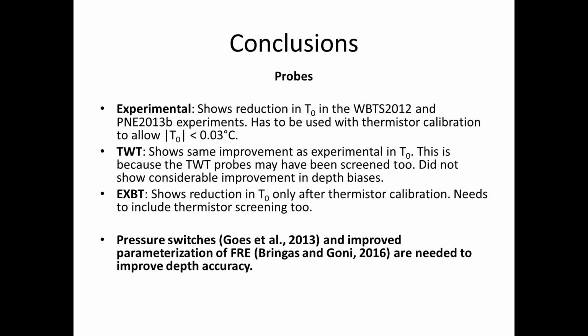In terms of the probes, we have the experimental probe that, in addition to the thermistor calibration, shows a really good effect in reduction of temperature. The tight weight tolerance didn't show any considerable effect in the depth biases. So reducing the mass of the probe, at least in this experiment by half, didn't show too much effect.